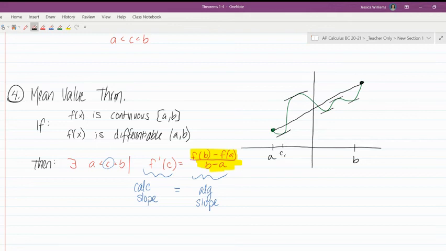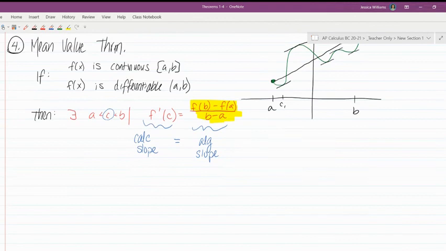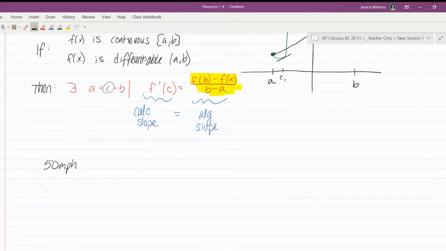I want to give a real world example of mean value theorem. If you're traveling along a highway and the speed limit is a happy little 50 miles per hour, I don't know why I'm making this so hard. I'm going to say it differently. After an hour, you've traveled 60 miles. So 1 hour, you went 60 miles. That means you were speeding. That doesn't mean you were always speeding, but it does mean that at some point in that hour, you were above the speed limit of 50 miles per hour.